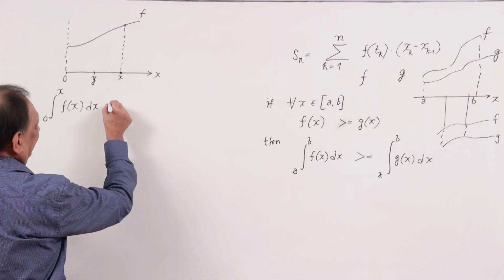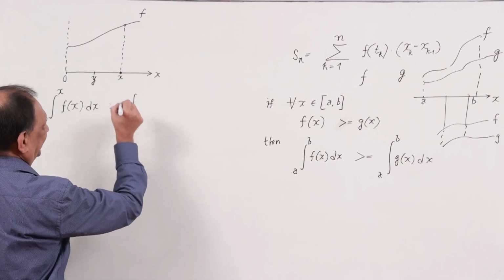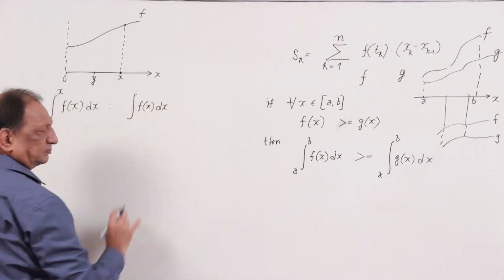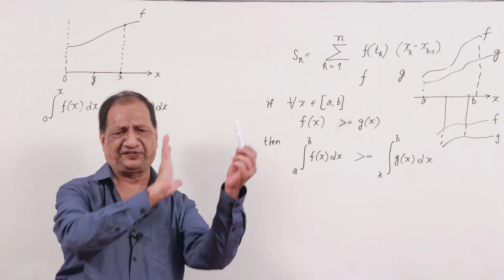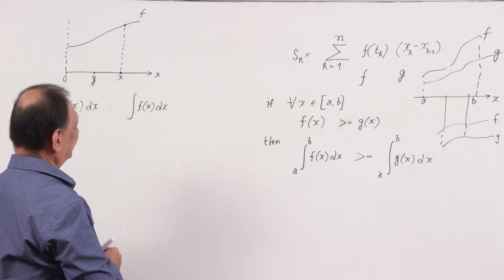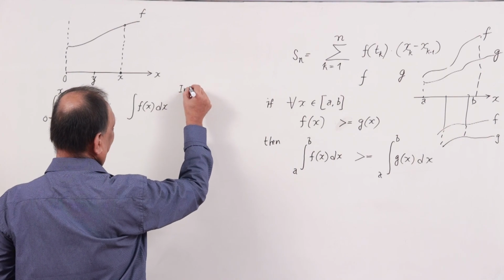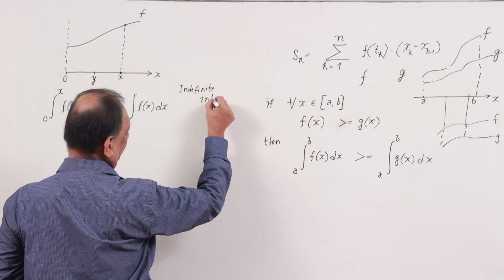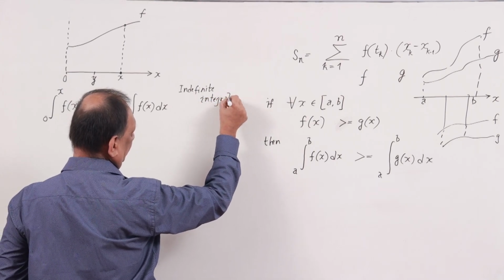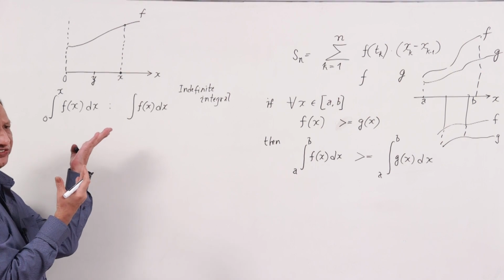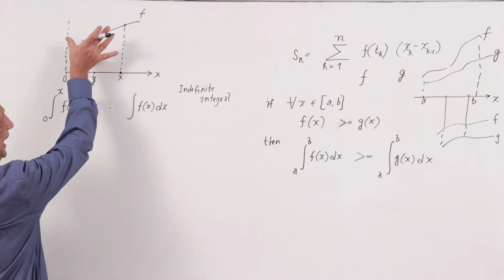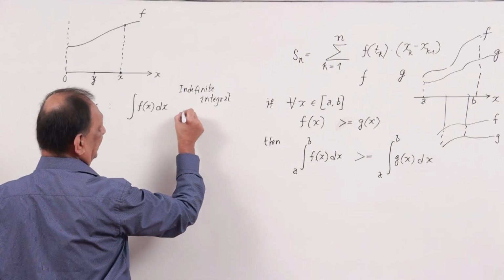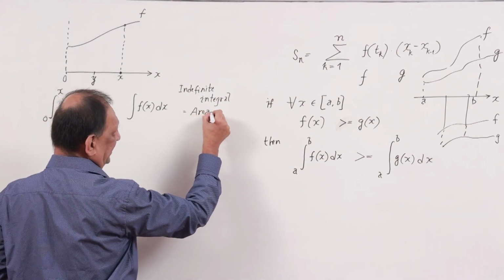This is normally written. The convention is we don't even specify 0 to x. We just say integral of f(x) dx, which actually means 0 to x of f(x) dx. This is known as the indefinite integral. Because this is a function of x itself, right? Because when x increases, I get a different area, right? So this is the area function. Area under the curve.